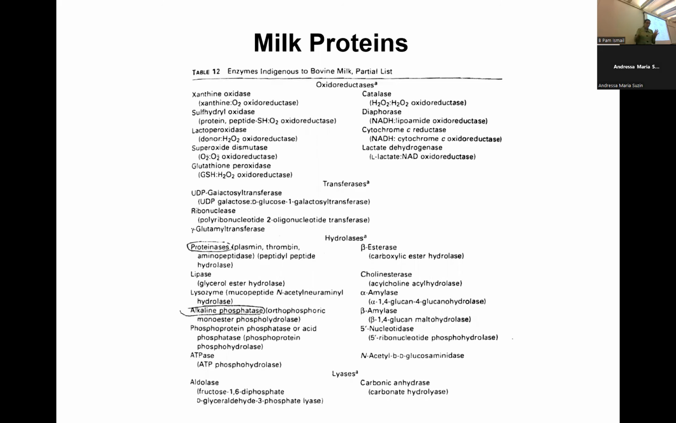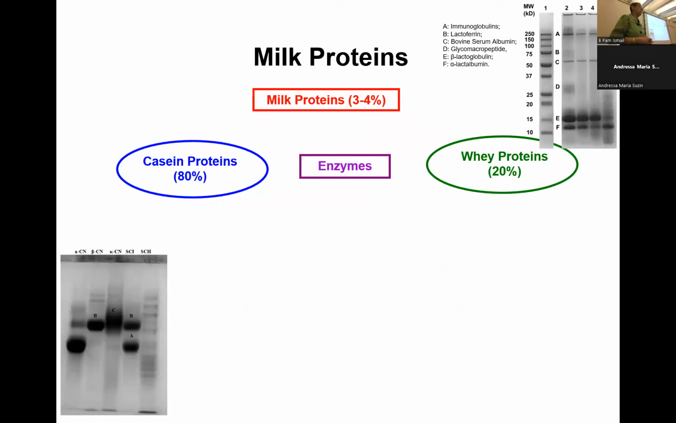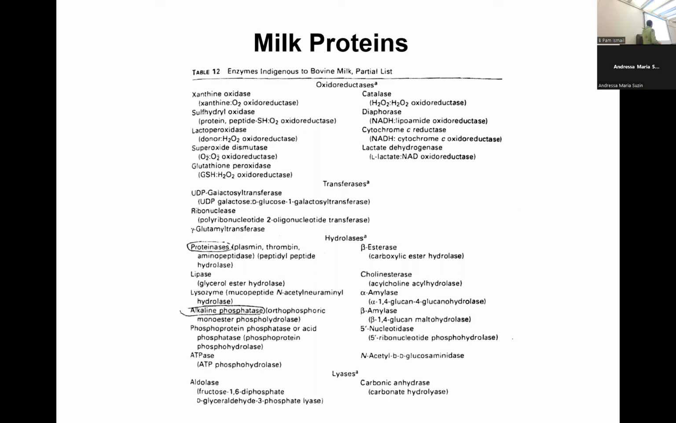Okay, so there's a lot of enzymes in milk basically, but we're not going to talk about milk enzymes. We're going to talk about the proteins that are important for functional properties in food. Sorry, alongside measuring the enzyme activity for pasteurization efficiency, if pasteurization was efficient, then enzyme activity would be low. Yeah, so it is a very thermally stable enzyme.